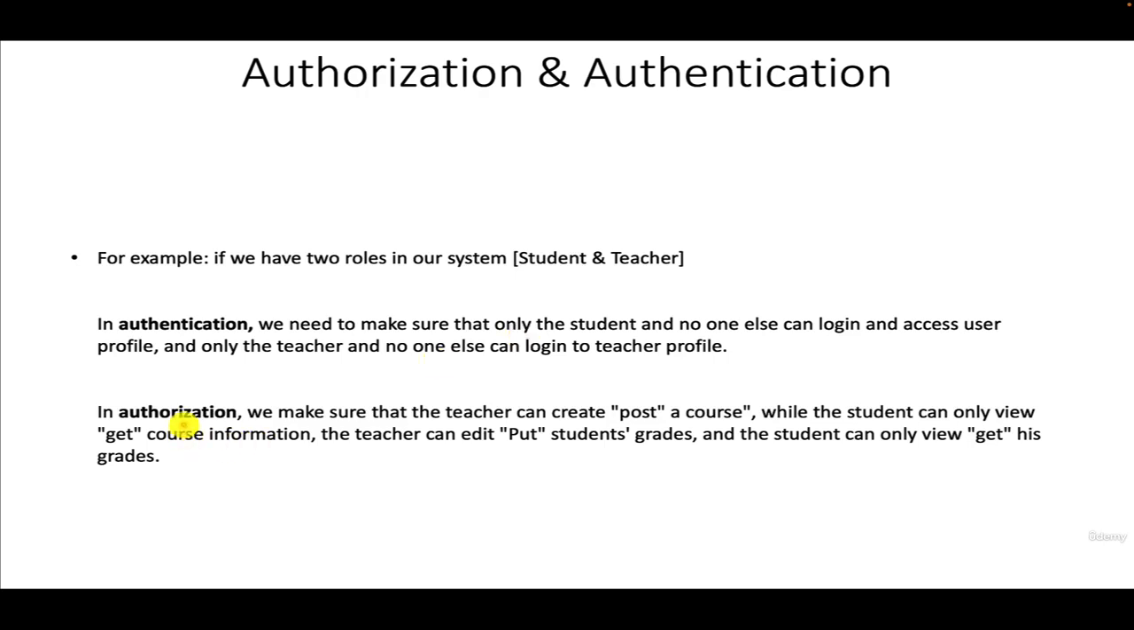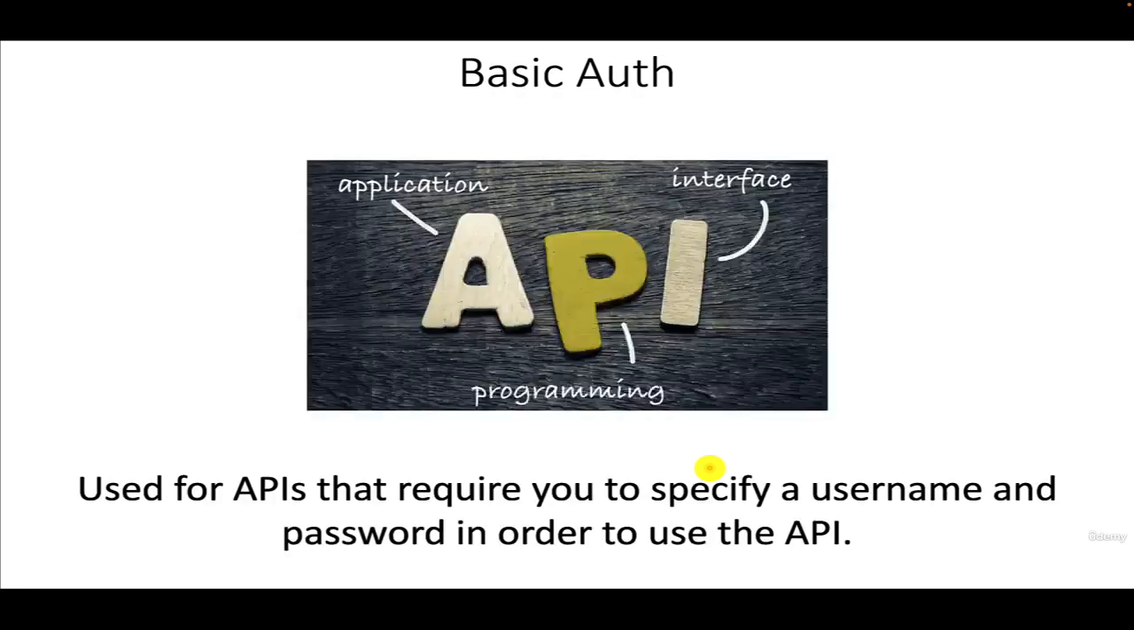But on the other hand, in authorization, we might make sure that the teacher can create or post a course, while the student can only view or get the course information. The teacher can edit or put students' grades, and the student can only view or get his grades. This is authorization. Mostly in Postman, we don't have a difference between authorization and authentication.